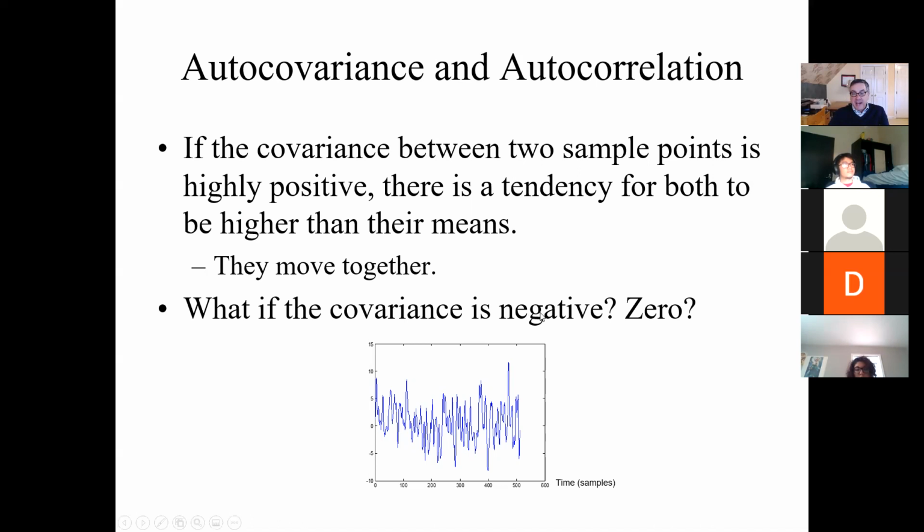If the covariance is negative, they will tend to be on opposite sides of their means every time I do a measurement. Again, it's a tendency, it's not 100%. And if their covariance is 0, then they're going to move independently of each other, and you won't be able to predict one from the other. And this is going to translate into properties of how fast things can change in a signal.